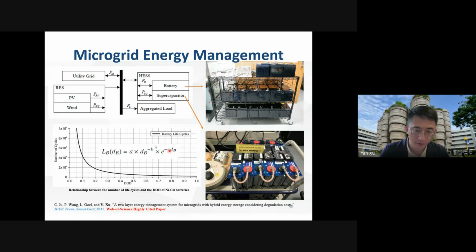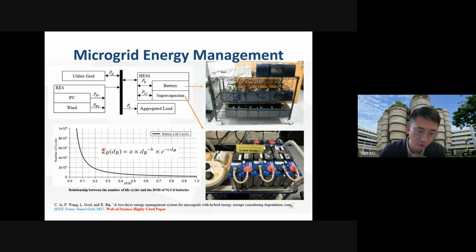And according to some studies, the degradation of the battery capacity mainly depends on the depth of discharge. Okay, depth of discharge means how deep the battery is discharged from one level to another level of state of charge. So basically, if you discharge the battery too deep, it will accelerate the aging of the battery.